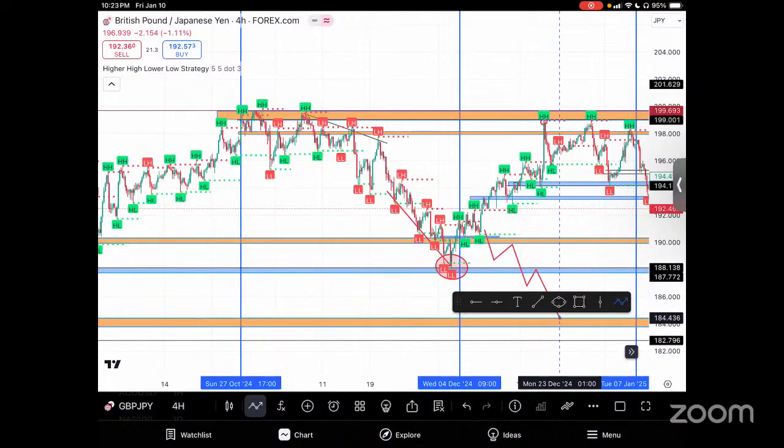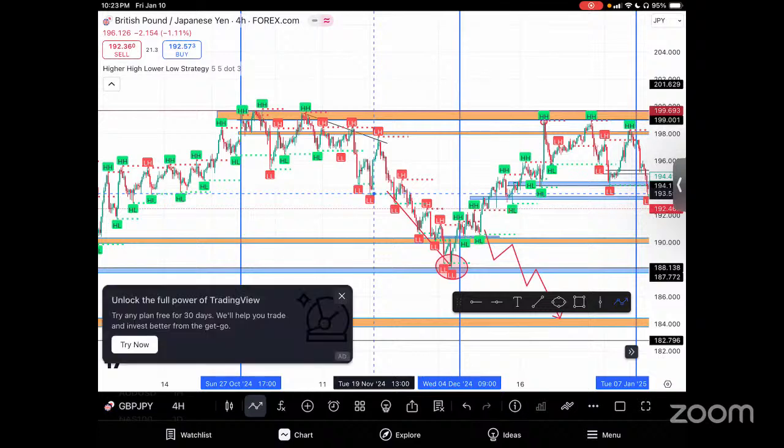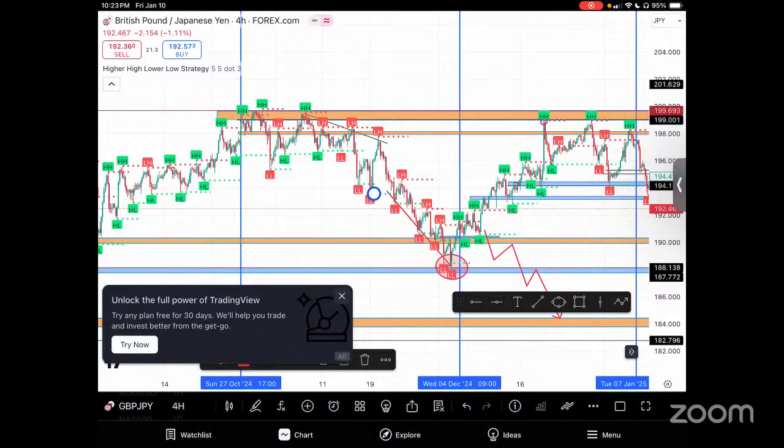Did it continue doing that? No. What did it do? Started creating higher highs and higher lows. There you go. So you went from a bearish to a bullish market. Very good.